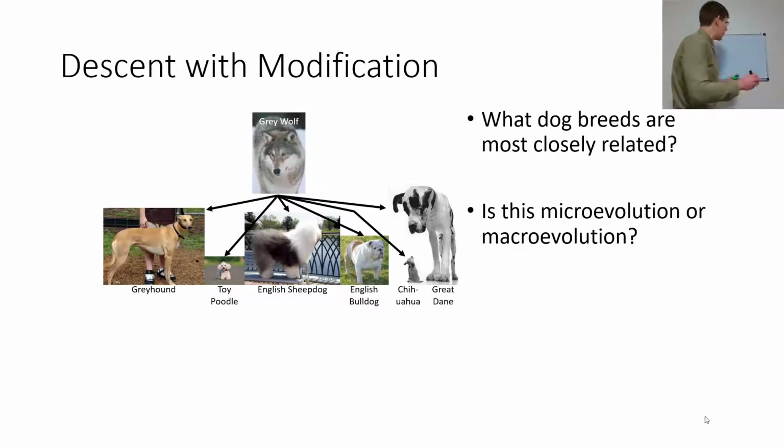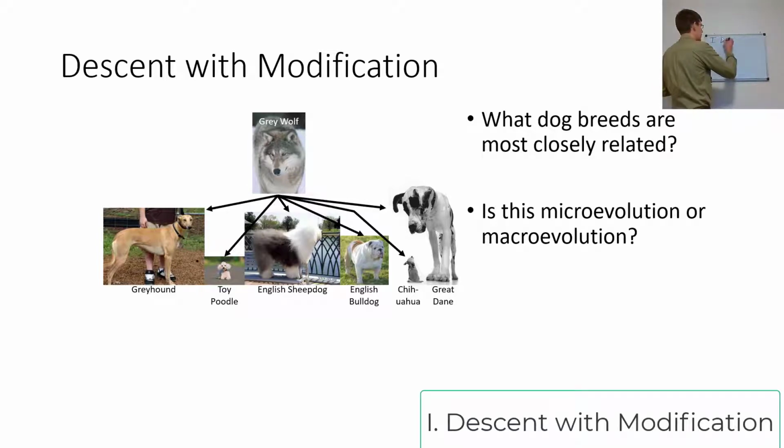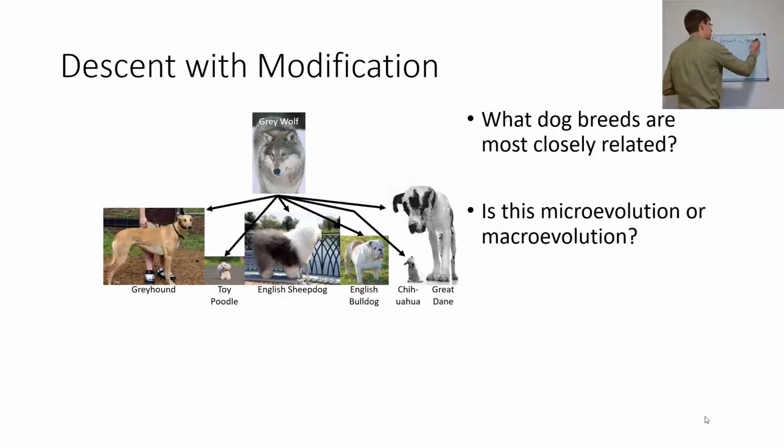So, descent with modification. This is one of those terms of evolution we discussed in an earlier lecture. If you look at the dog breeds, you're going to ask what types are most closely related. In this example, I just say the gray wolf and then a whole bunch of other things. So we have a source species that we know of in our historical sense, which was the gray wolf.